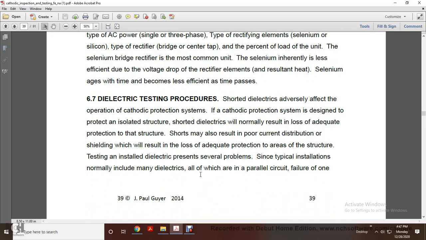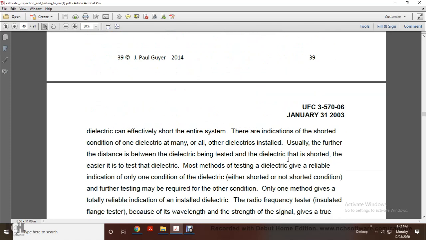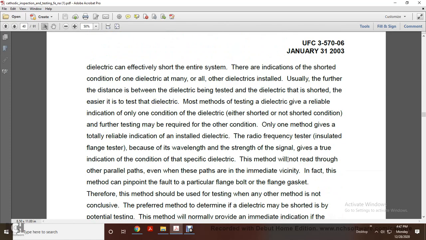6.7 Dielectric testing procedures. A shorted dielectric can adversely affect the operation of the cathodic protection system. A cathodic protection system is designed with a particularly isolated structure, and a shorted dielectric will normally result in loss of adequate protection. The short may also result in poor current distribution. Shielding will result in loss of adequate protection to areas of the structure tested as insulated where dielectrics are present. Several types of insulation normally include many dielectrics, all in parallel circuits, so the failure of more than one dielectric can effectively short the other in the entire system.